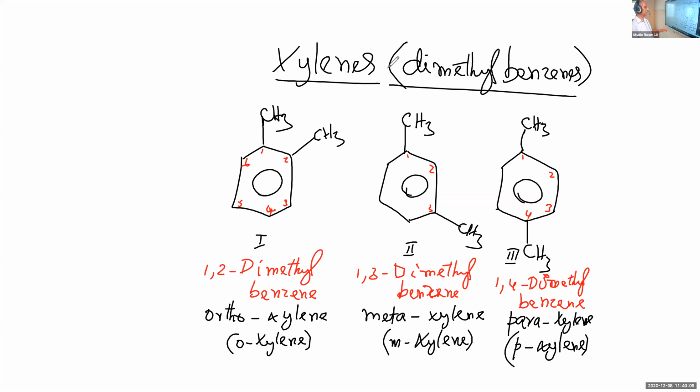See? So these are position isomers. Here we have no functional groups, but here we have the side chains.